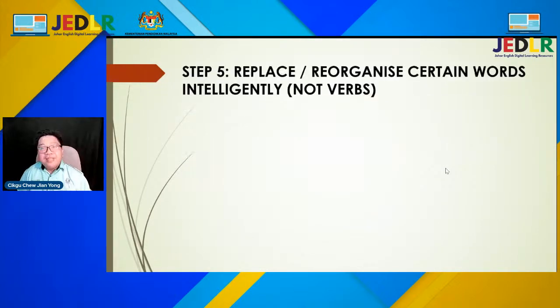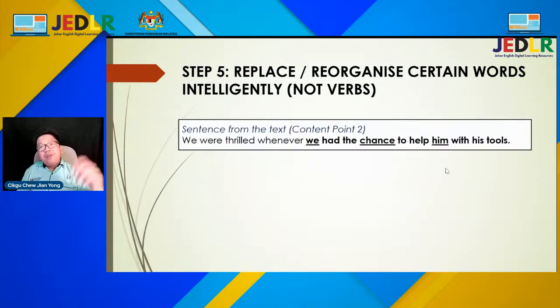Bear with me, okay? Now, step 5. Just now we are done with step 4. Now step 5 is you have to learn how to replace and reorganize certain words intelligently. Dengan bijak, you ganti sesetengah perkataan, you ubah susunan sikit, but bear in mind, try not to change the verbs. But if you are very confident, you know that definitely that is the synonym, why not? You can go ahead. I'm not stopping you, but you need to be 100% confident before you change the verbs, okay?